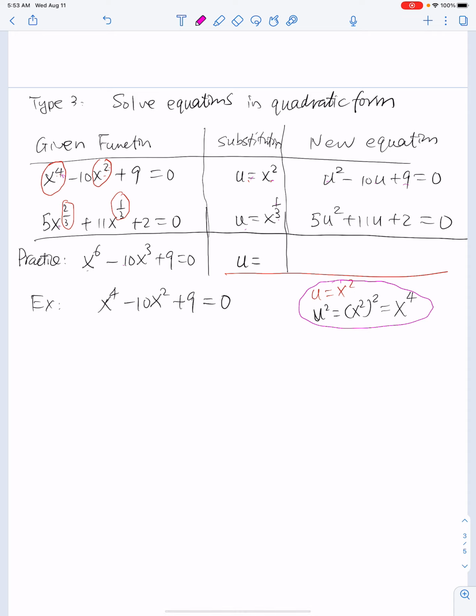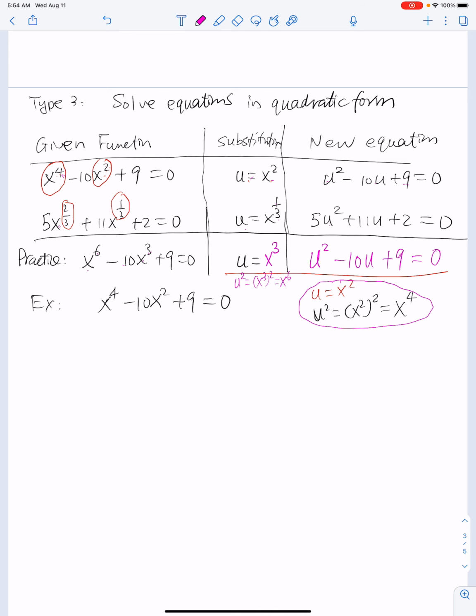So what do we want u to be here for this question? x to the 6 minus 10x cubed plus 9 equals 0. 6 is double of 3, yeah? So what will be u? x cubed. What will x to the 6 be? After you make the substitution, this part will become u squared, yeah? Minus 10u plus 9 equal to 0. Because u squared will be x cubed squared, 3 times 2 is x to the 6. Are you guys with me?